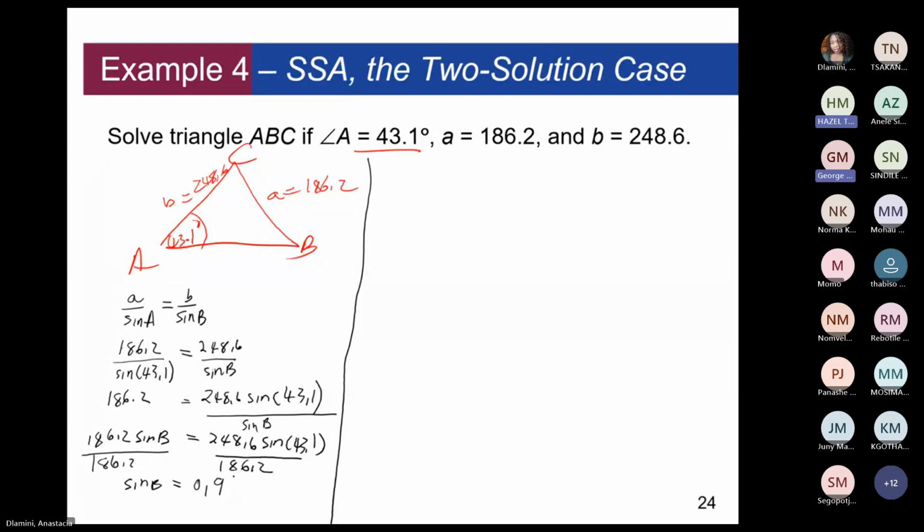Yes, ma'am. 0.91225. True. Let's make it five decimal places, okay? And then therefore B is equal to sine inverse of 0.91225. So B is equal to what? Which will give us 64.81 degrees. No, 65. Not 64.